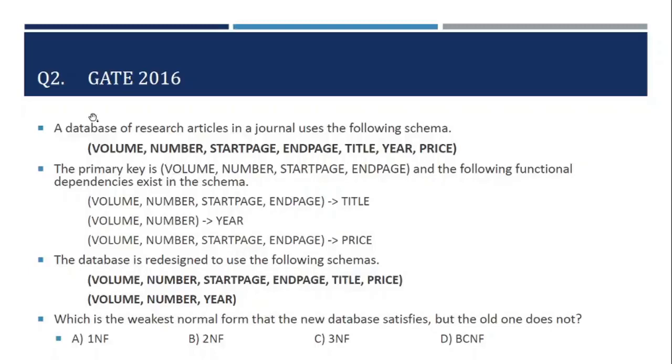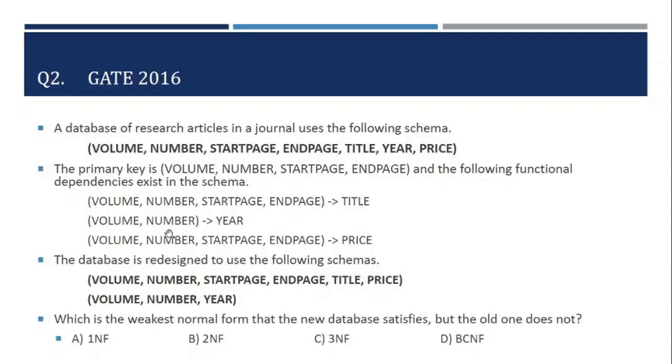So let us consider the second question. So this appears in GATE 2016. We are given a database of research articles. So we have a volume, then we have a number, start page, end page, title, year, and price. And the primary key is given. So the primary key is a combination of volume, number, start page, and end page.